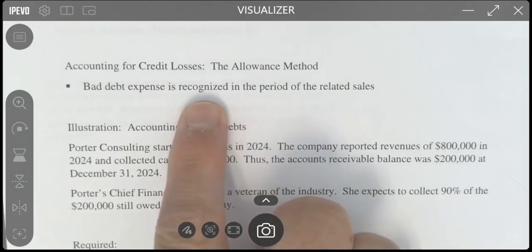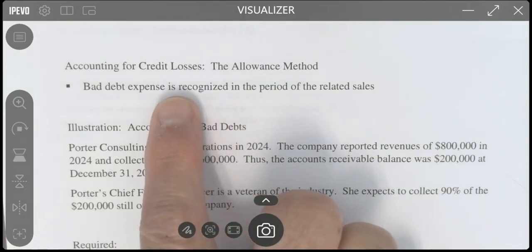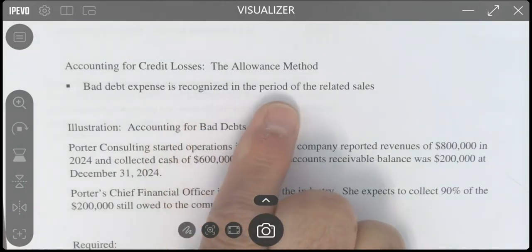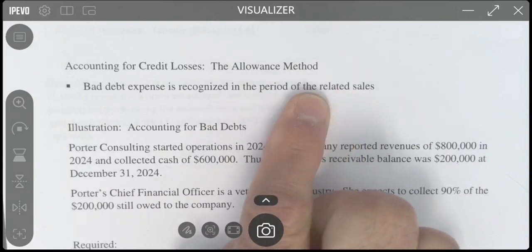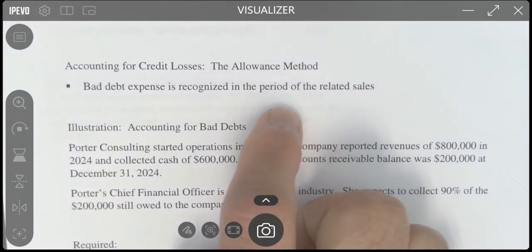And again, the accounting theory here, the accounting rule, is bad debt expense is recognized in the period of the related sale, not when we learn it's uncollectible.